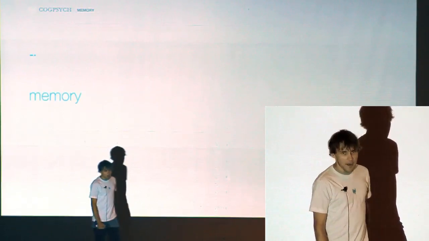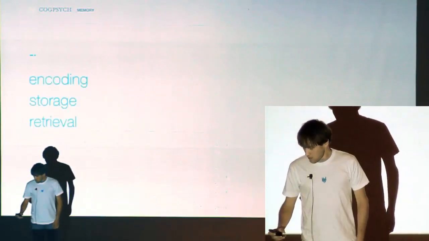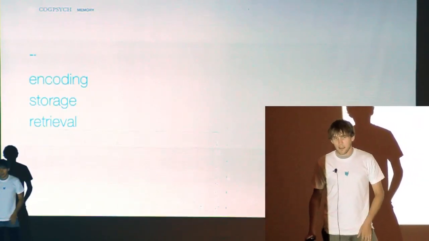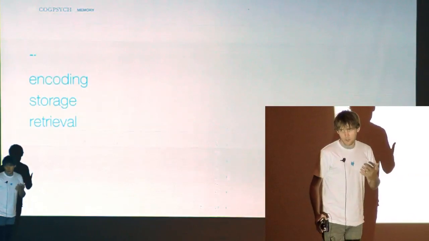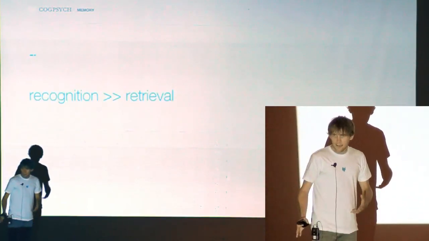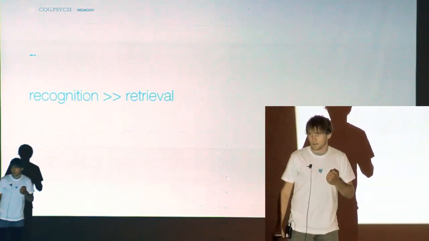First thing I want to talk about is memory, and specifically how memory operates. There are three functions, essentially, of memory. There's encoding of sensory data, there's storage of that, and there's retrieval of that at some point in the future. And it turns out, incidentally, that we're much better in that retrieval component at recognition than arbitrary retrieval.